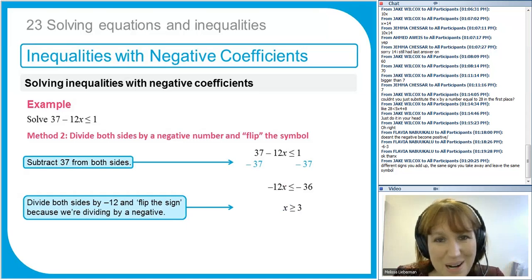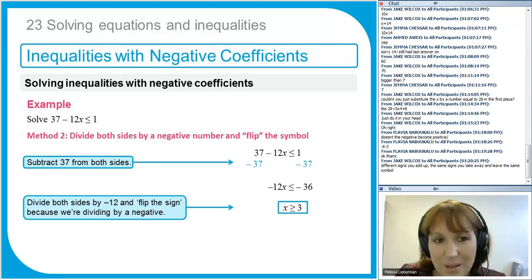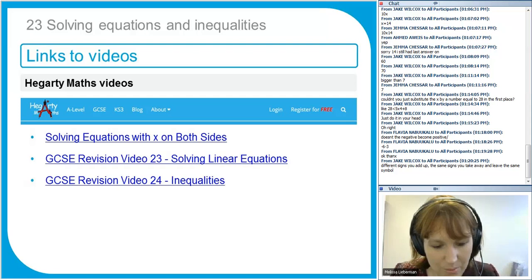There's plenty of practice questions in your book. If you want even more practice questions, let me know. If you run out of questions in the book, let me know and I can send you some more worksheets. There's some good videos on Hegarty Maths. I'll give you the links. I didn't go through very many examples for some of these, so if you want to see some more examples being worked out, have a look at these videos.